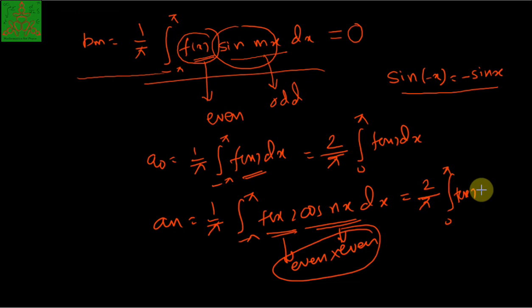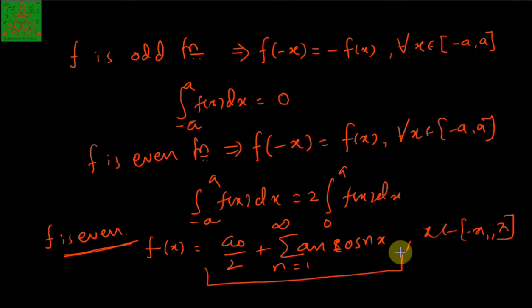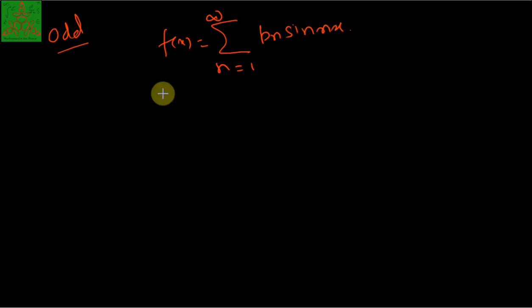So the advantage is, if your function f is an even function in the interval minus pi to pi, then you have only a cosine series in that. And if you have an odd function, then your f of x will be summation n running from 1 to infinity bn sine nx, where bn will be 2 upon pi, integral from 0 to pi of f of x into sine nx dx.